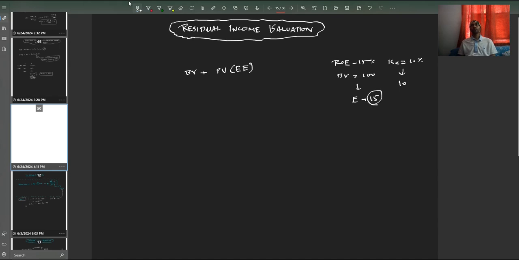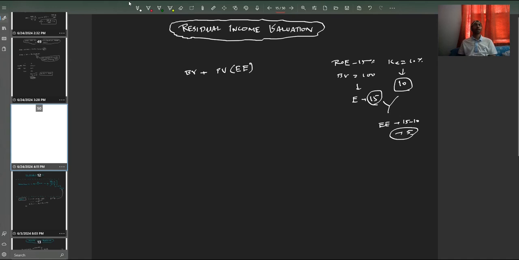Combining these two pieces of information, your excess earnings come to 15 minus 10, which is 5. We are talking in terms of per share amount, right? Return on equity is 15%, book value is 100 per share. Cost of equity is 10%, which implies 15 minus 10 is your excess earnings, that is 5.